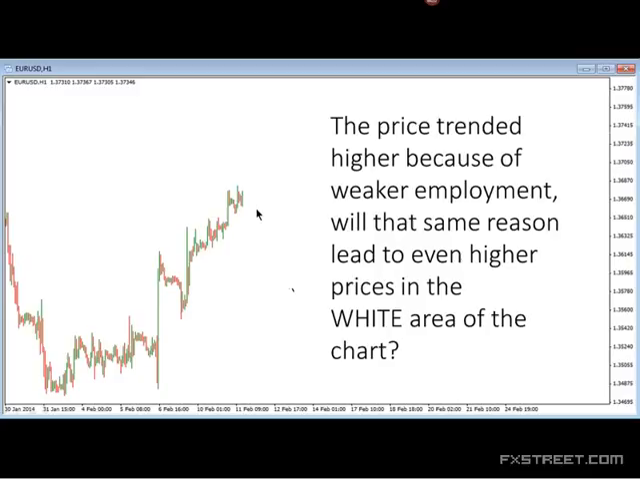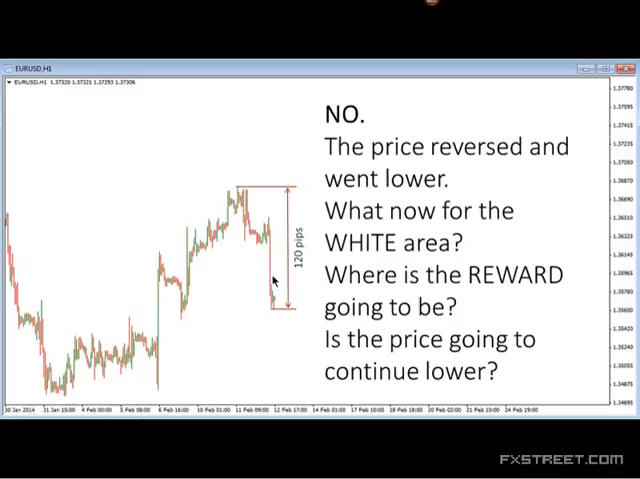But we have this white area where we don't know what is going to happen here. Are we going to go higher or lower? We just have this perception of which way the market's going to go. And if you thought that the market was going to go higher and continue that fundamental trend to the upside, you're wrong. The market went down 120 pips to the downside, and we moved all the way down.